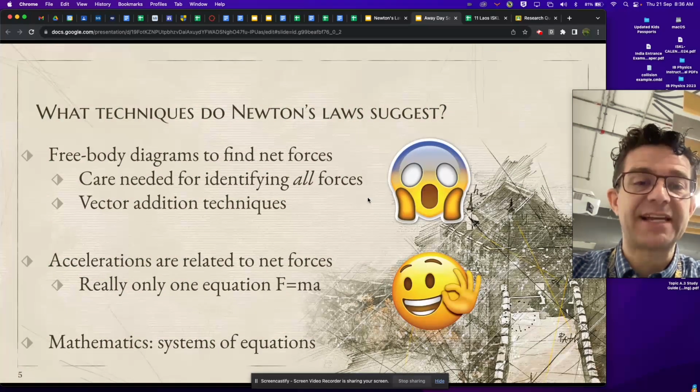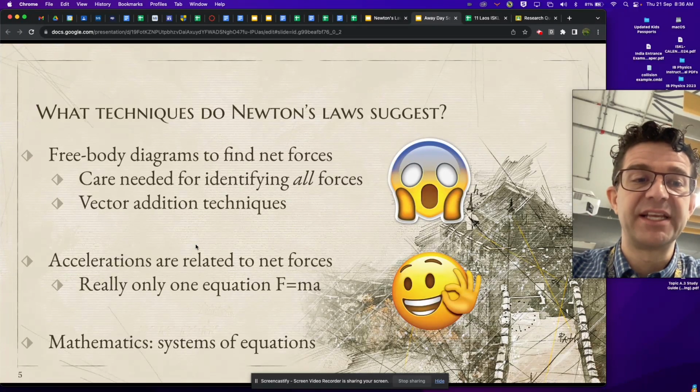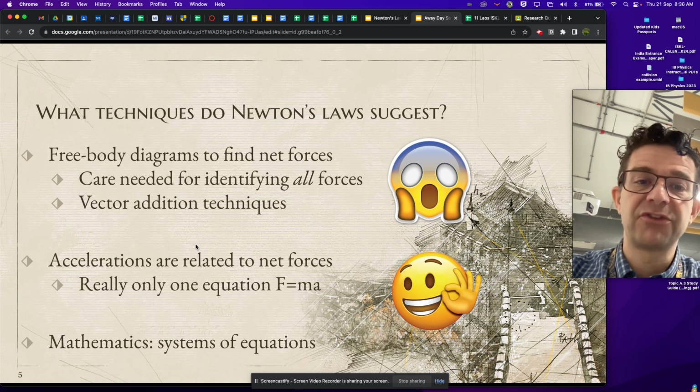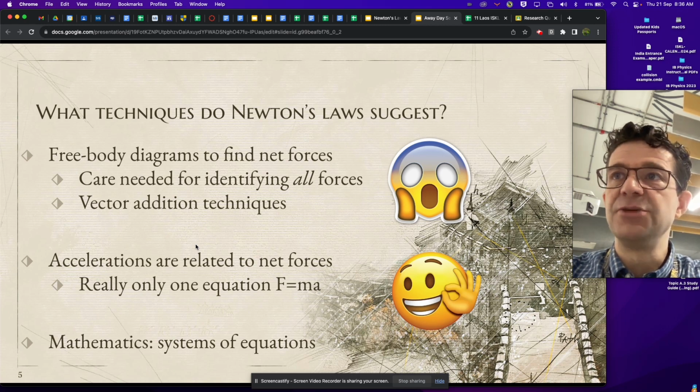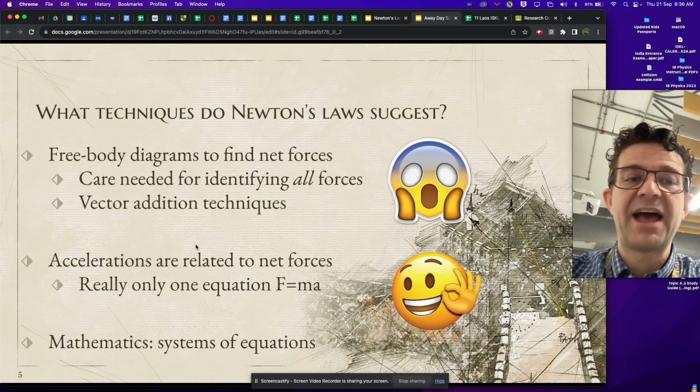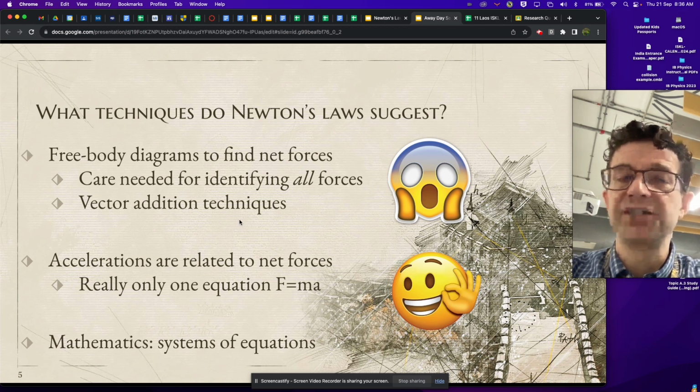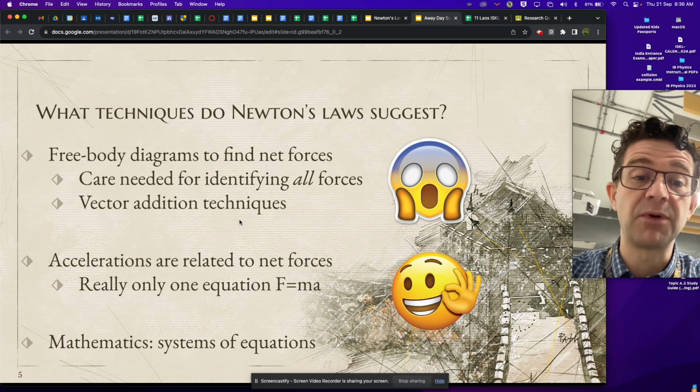There are some new techniques, and free body diagrams are particularly helpful. There are easy mistakes to make. If you miss some of the forces that are involved, you can run into trouble. If you have difficulty with vector addition techniques, you can run into trouble.